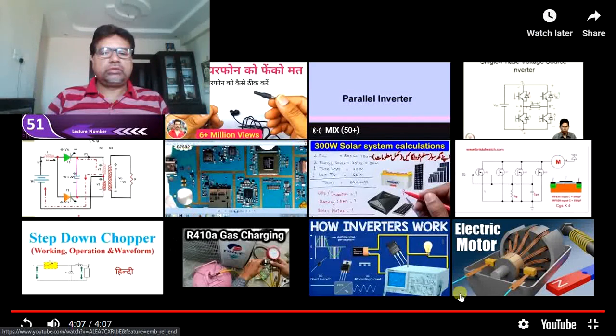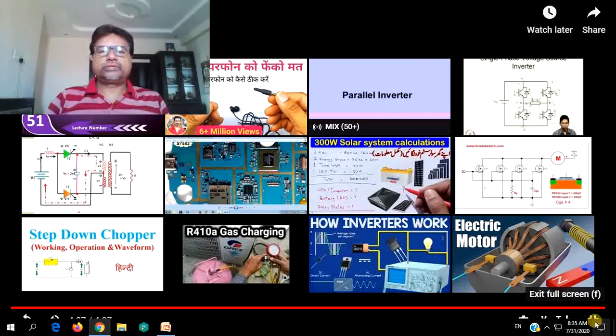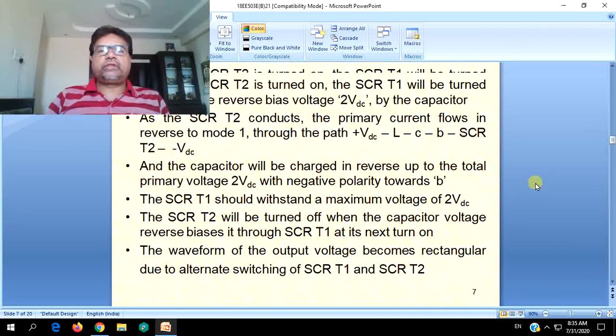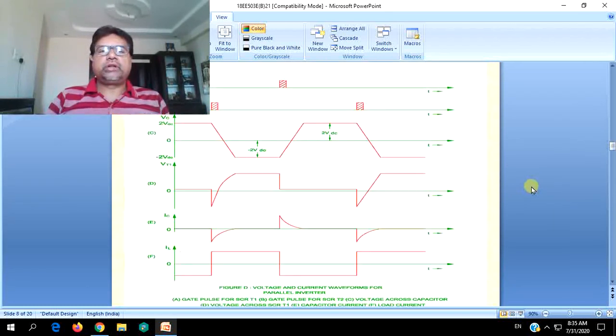So that is how the demonstration goes, and that is the working of a simple parallel inverter.